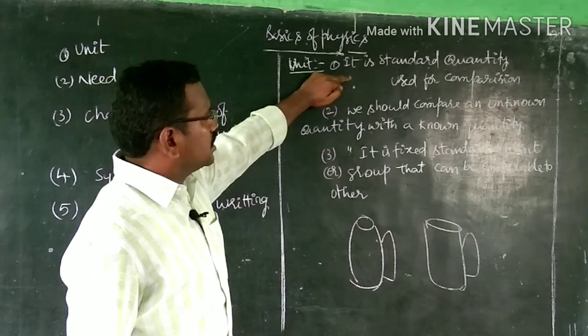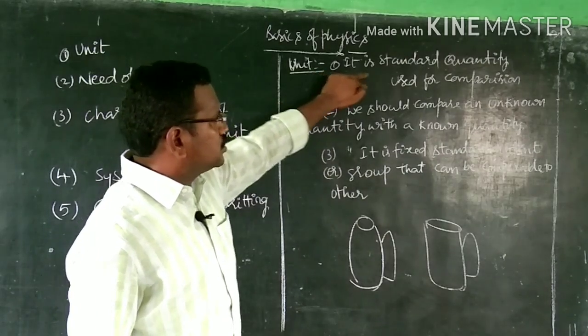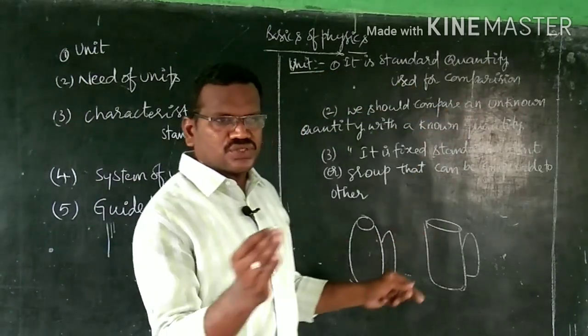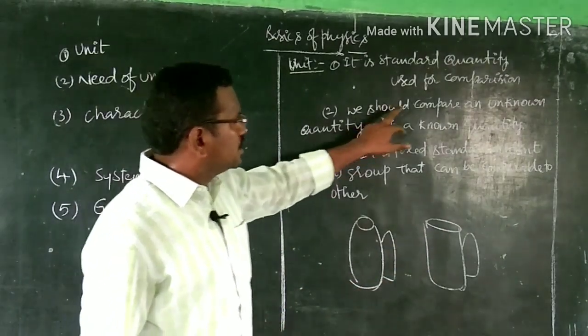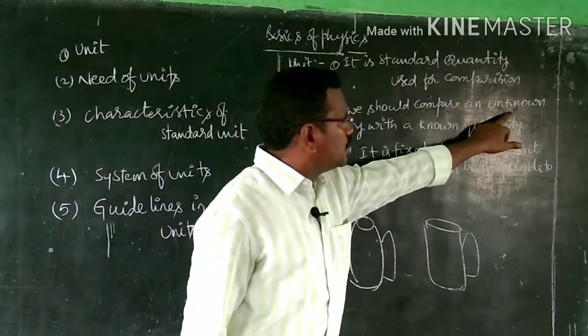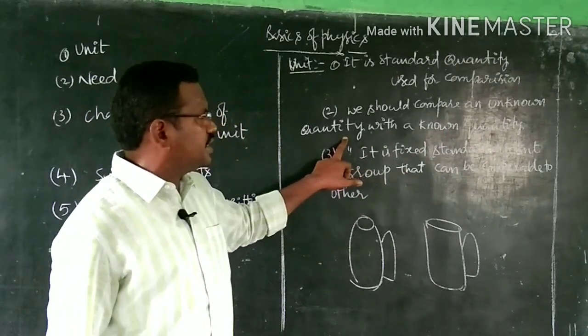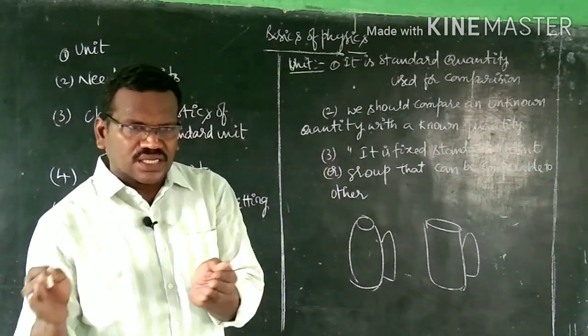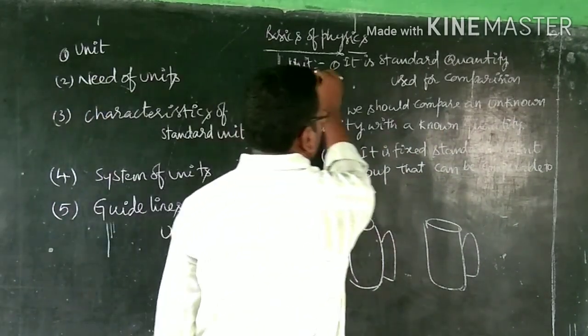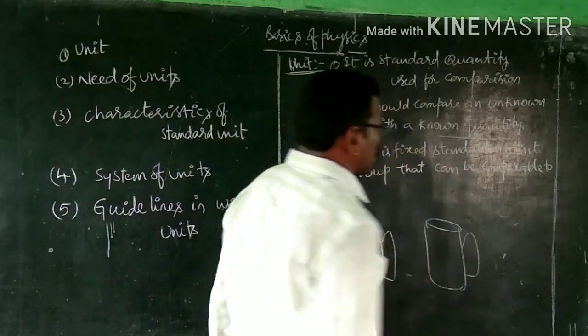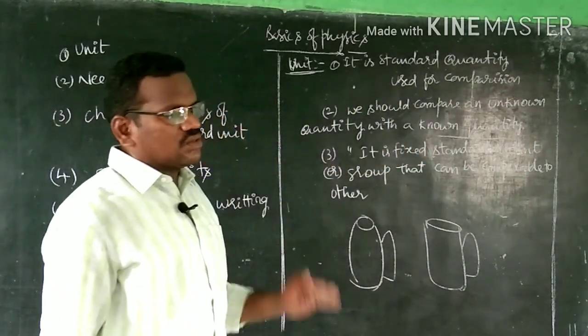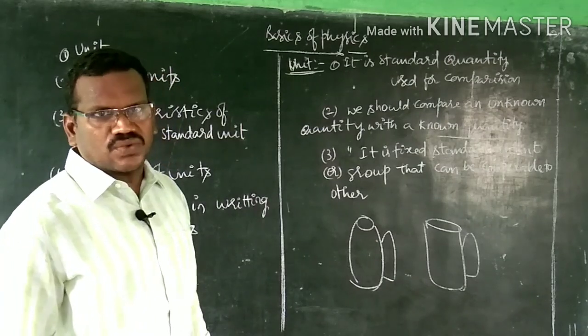So what is the meaning? The standard quantity is used for comparison. Must and should, we should compare. Second, it should be comparable to the unknown quantity, an unknown quantity with a known quantity. So the unit must and should be a known quantity. Then only we can utilize it.